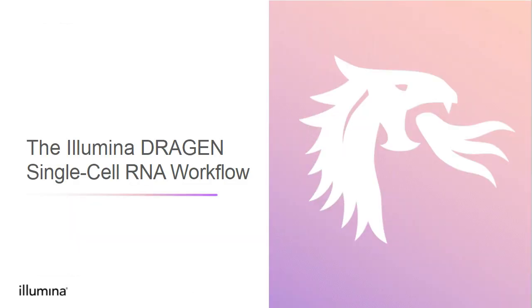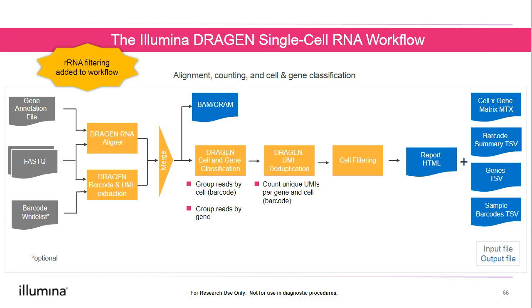So now I would like to introduce the NextSeq 2000 DRAGEN single-cell RNA new workflow, which requires DRAGEN software version 3.7 and above. The DRAGEN single-cell RNA workflow supports single-cell and gene classification and counts unique reads as UMIs per gene per cell. The RNA aligner step requires FASTQ and the gene annotation file as input.